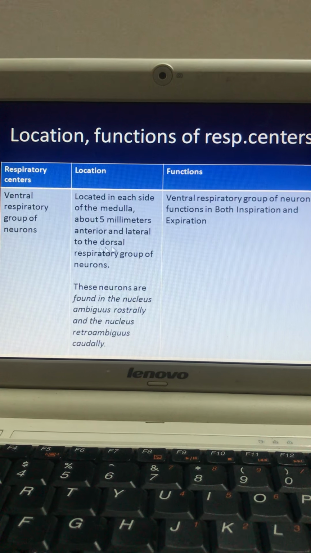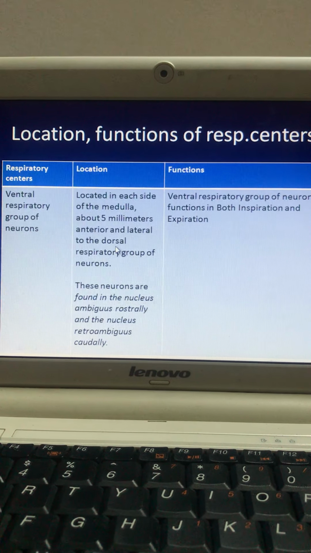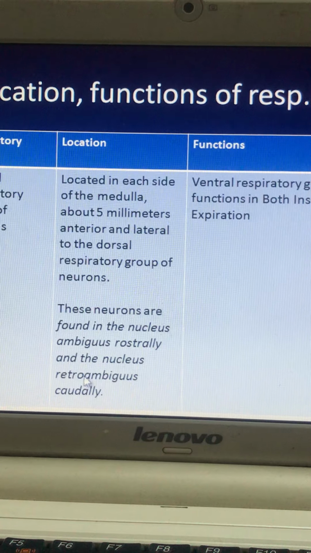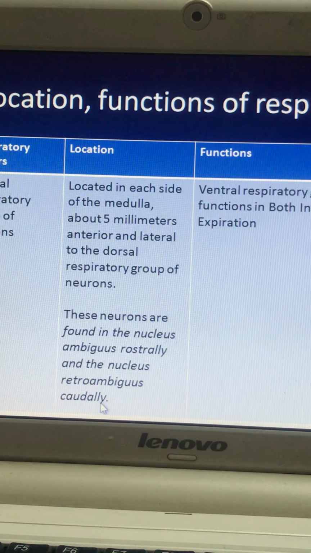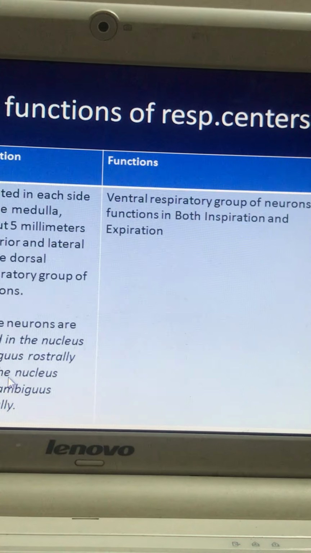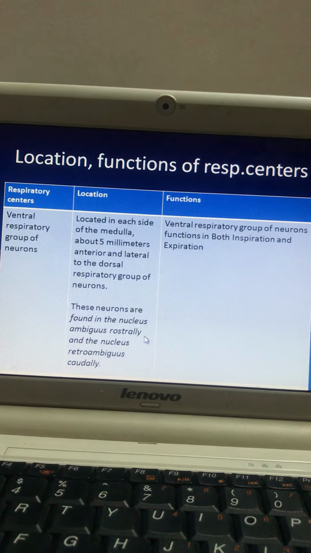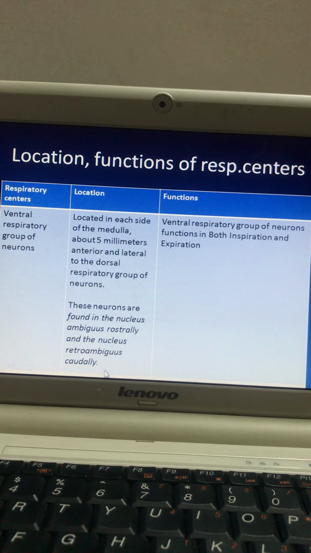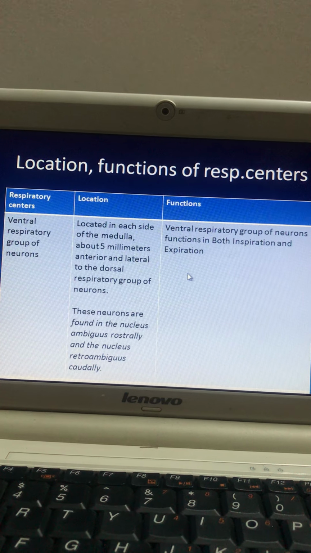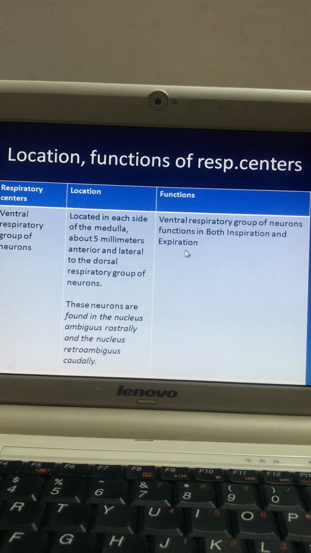Now, the ventral respiratory group of neurons is located on each side of the medulla, about 5 millimeters anterior and lateral to the dorsal respiratory group of neurons. These neurons are found in the nucleus ambiguus rostrally and the nucleus retroambiguus caudally. That means rostrally it is present in the nucleus ambiguus, and caudally it is present in the nucleus retroambiguus. Now, what are the functions? The ventral respiratory group of neurons functions in both inspiration and expiration.